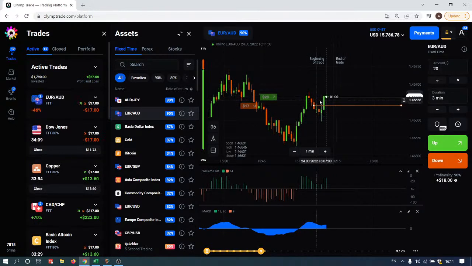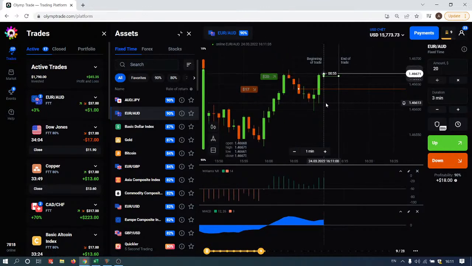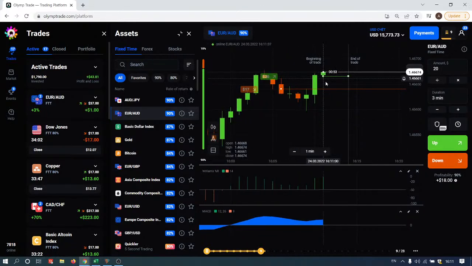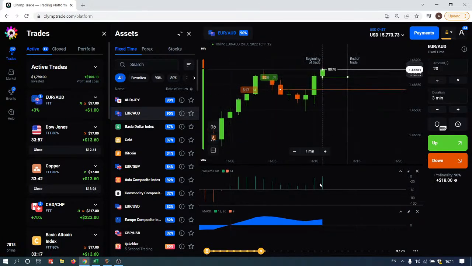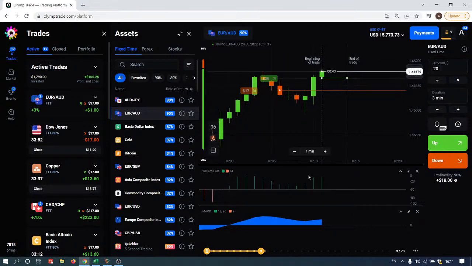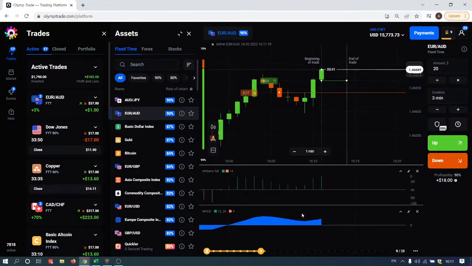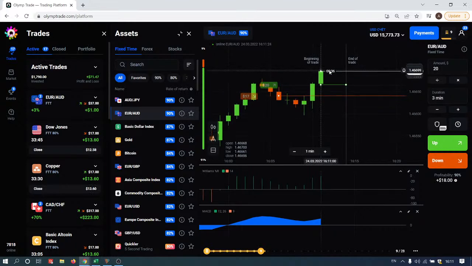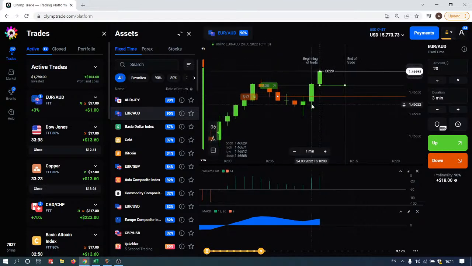So let this be our first trade here on the Euro AUD, the Euro against the Australian dollar, a trade in the upwards direction, because both indicators in this strategy are suggesting that we should open trades upwards. We have Williams %R pointing upwards together with the MACD indicator pointing upwards as well. That basically gives us a double confirmation, and hence we open trades in the upwards direction.